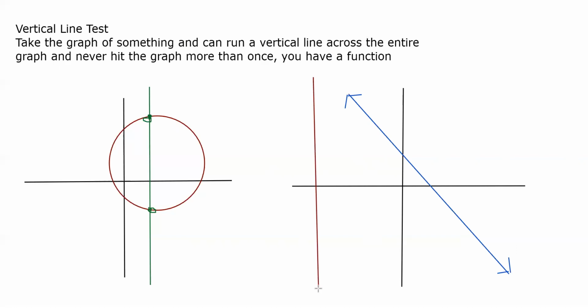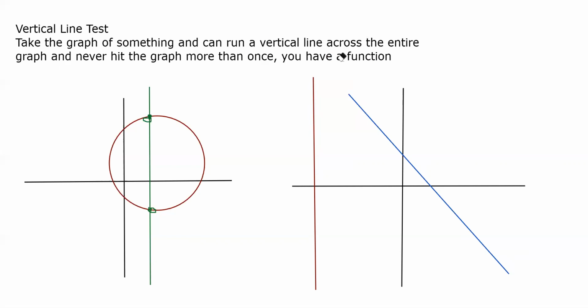Let's make ourselves a vertical line. Now remember, these arrowheads aren't actually on the graph. They're just a little visual wink and a nod that tells you, hey, this line goes on forever. But in reality, the arrowheads aren't actually there. They're just telling you this line keeps going and going.